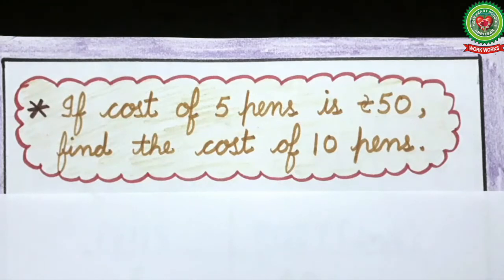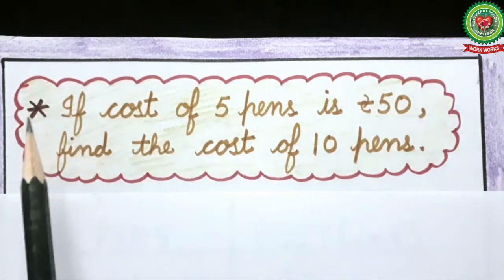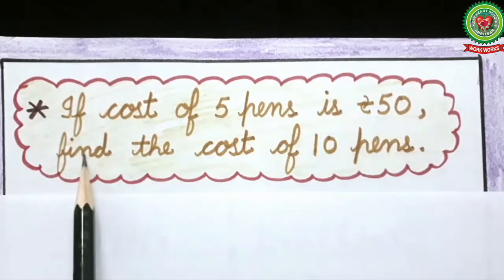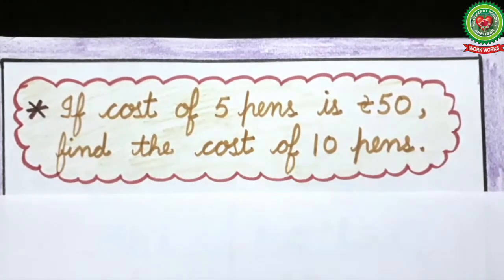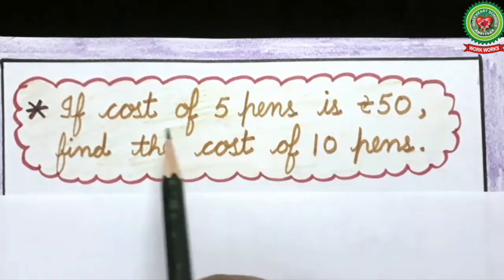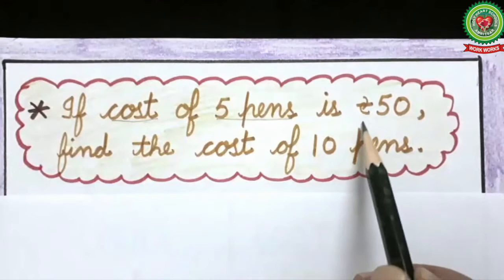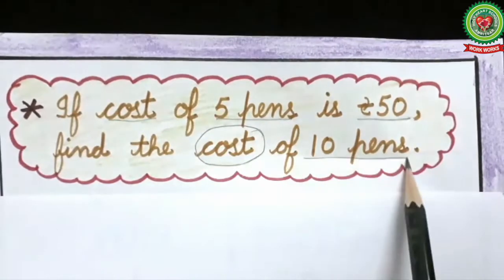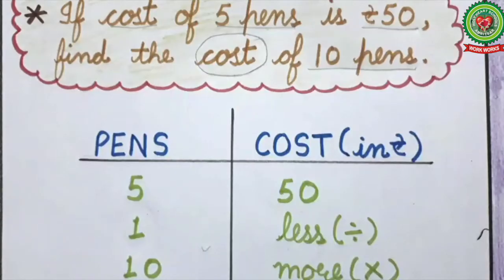Now let's move towards another type of problem. Here statement is, if cost of 5 pens is rupees 50, find the cost of 10 pens. Here we have given cost of 5 pens is rupees 50. We need to find the cost of 10 pens. Students, this example is little bit different from the previous discussed examples. In those examples, either we have given a cost of 1 unit or we need to find the cost of 1 unit.